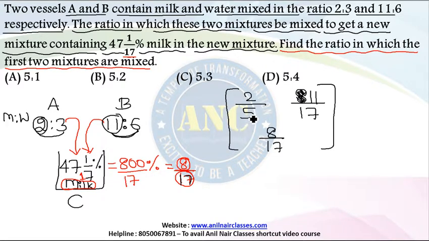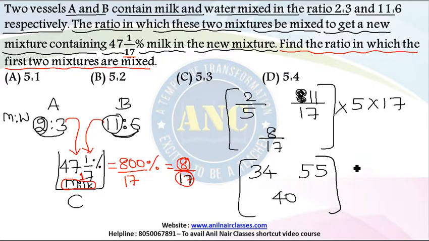Now LCM of 5 and 17 is 5 into 17. If I simplify, 2 by 5 into 5 into 17, 5 cancels. 2 into 17 is 34. 11 by 17 into 5 into 17, 17 cancels. 11 into 5 is 55. 8 by 17 into 5 into 17, again 17 cancels. 8 into 5 is 40.